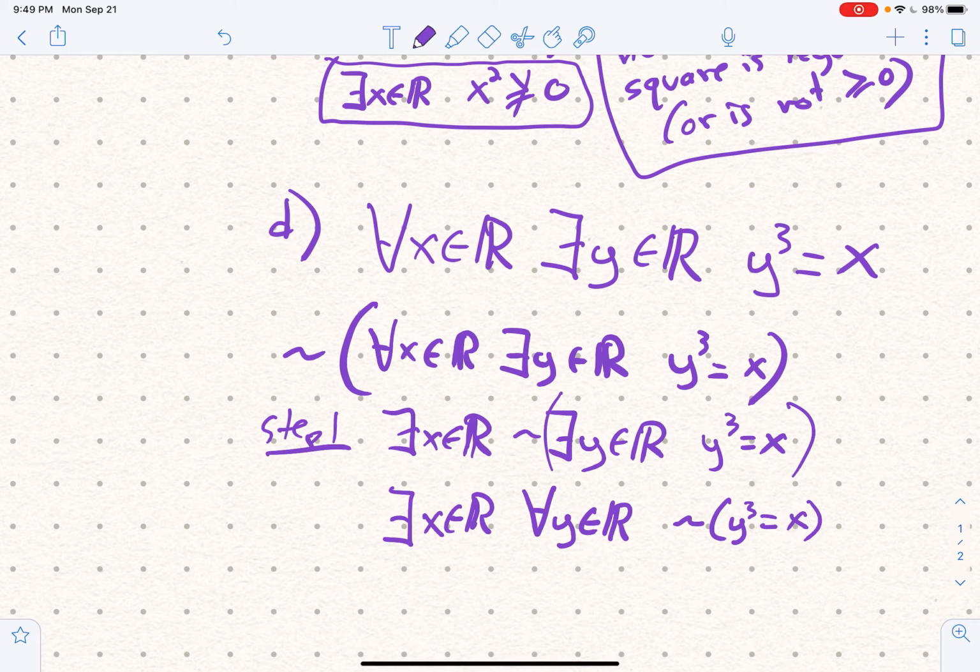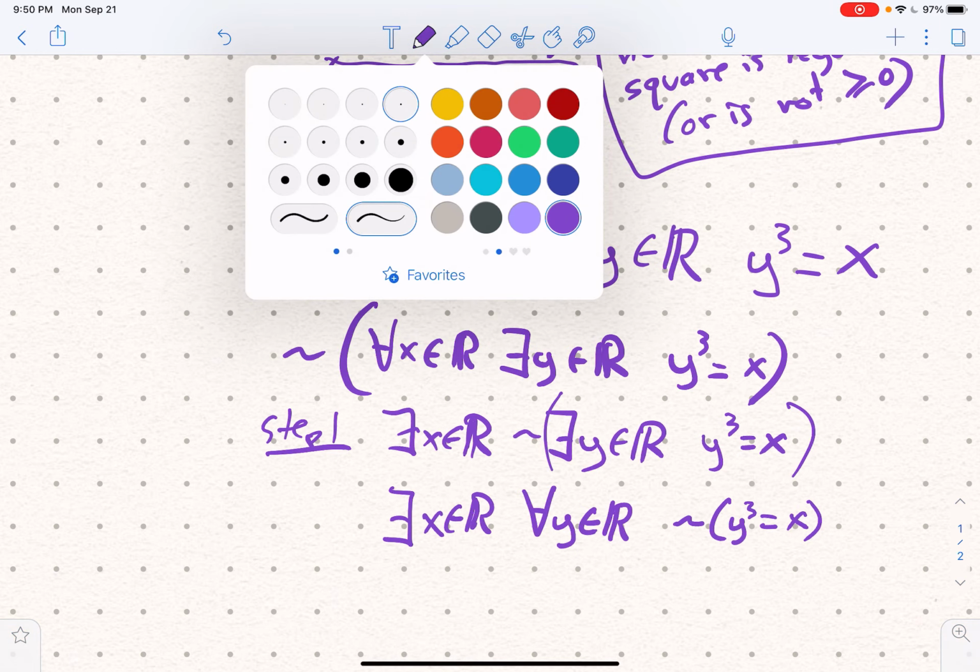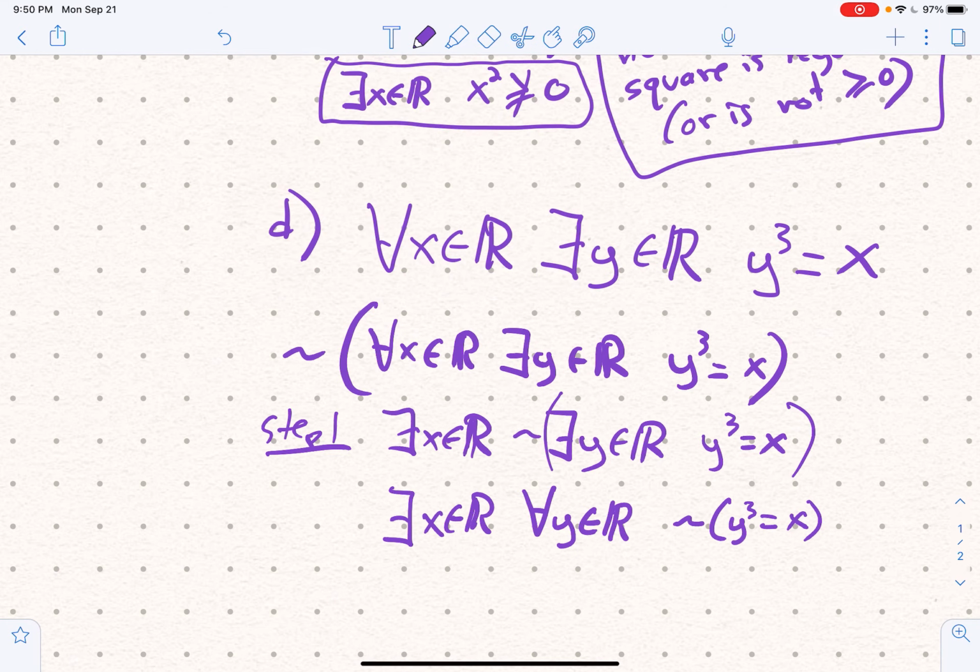All right. We could do one more, which is just what is the negation of the statement y cubed equal x. It's fine to write it like this. You can also write this instead as y cubed not equal to x. So get rid of the negation in front and put a slash through the equals sign, because that's what the negation of an equation is.